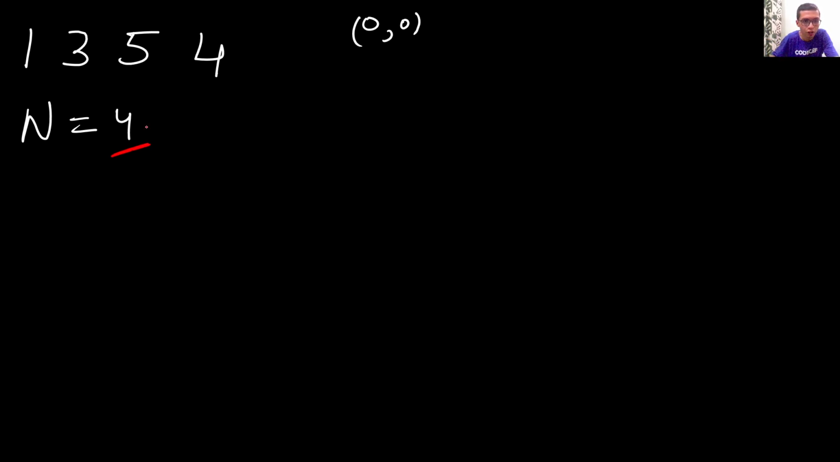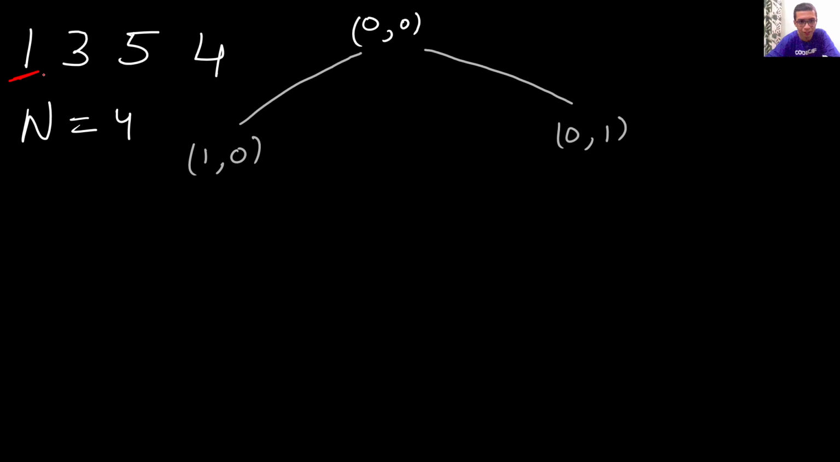So here we have 4 weights, 1, 3, 5, and 4. And initially, both the groups are empty, right? So initially, the sum of both the groups is 0. Now, for each of these weights, we have two choices. That is, either we can add the weight with the very first group, or I can add this weight with the second group, right? So for this one, I have two choices. I can either add it with the first group or I can add it with the second group, right?